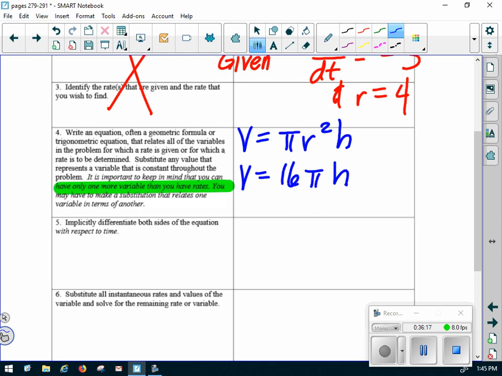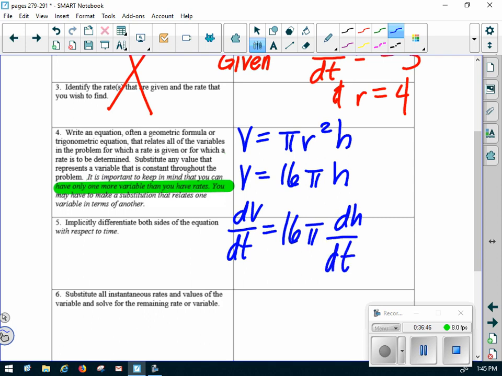We good? Now take the derivative with respect to time. What's the derivative of 16 pi h with respect to time? It equals 16 pi dh/dt. There's nothing special about it.